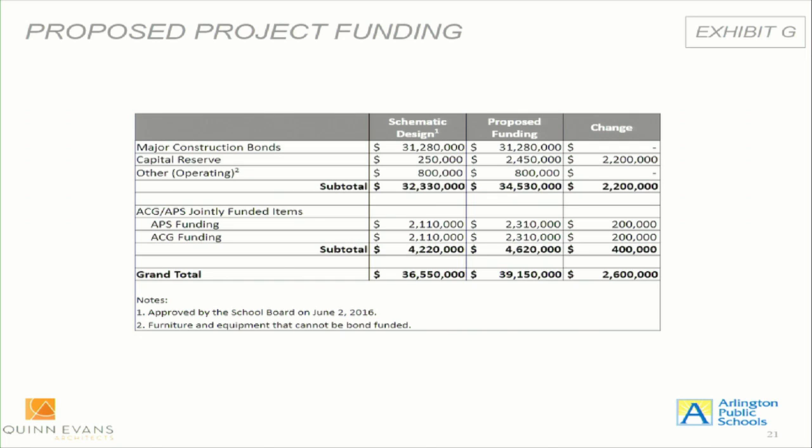At this time, we're proposing funding of $39,150,000. The major construction bonds remain the same. We are proposing an additional $2.2 million to be taken from the capital reserve. The operating funds stay the same. And then the jointly funded items also have increased just slightly, and we propose funding that also with capital reserve.